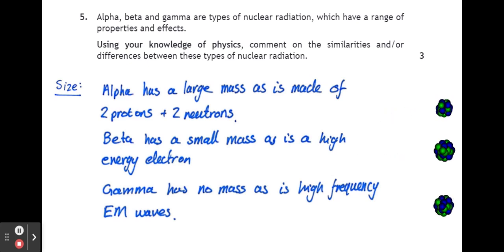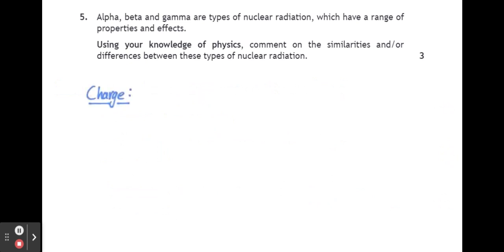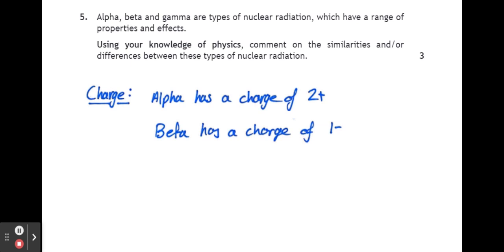Or we could have a look at this in terms of their electrical charge, because alpha is a particle which has a charge of 2+, 2 protons. Beta has a charge of -1 because it's an electron. And gamma, it doesn't have any charge.